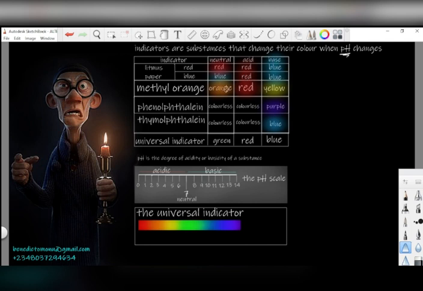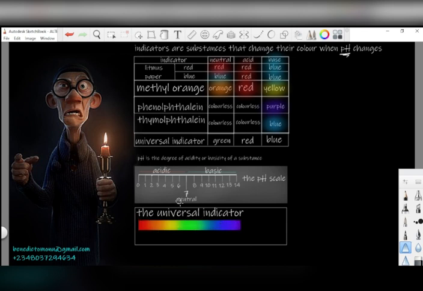Methyl orange is orange in neutral solution, red in acid solution, yellow in basic solution. Phenolphthalein and thymolphthalein are colorless in both neutral and acid, but phenolphthalein is purple in base and thymolphthalein is blue in base. The universal indicator is green in neutral, red in an acid, blue in base. It very much looks like the colors of a rainbow.